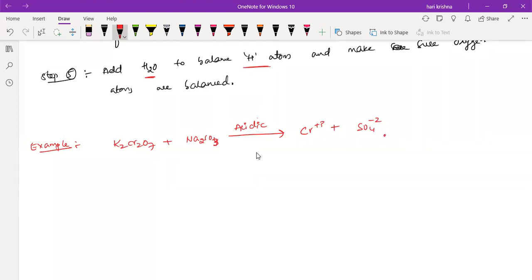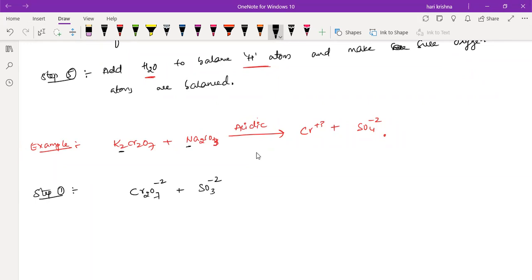So what is the step one? Write the correct reactants and the products, right? And we don't want K here. K and Na we don't want here because on the right side there is no K and there is no Na. So write only whatever the required reactants and the products. So Cr2O7 minus 2 plus SO3 minus 2.